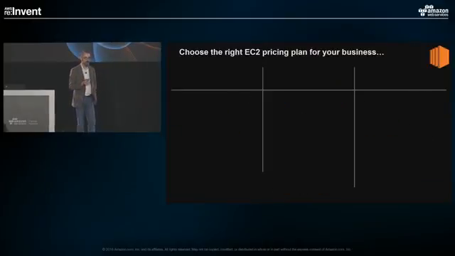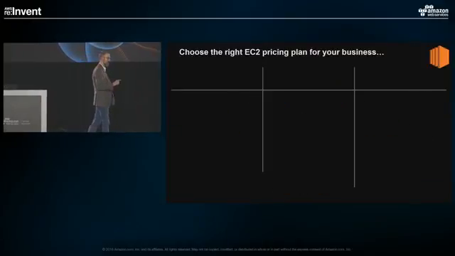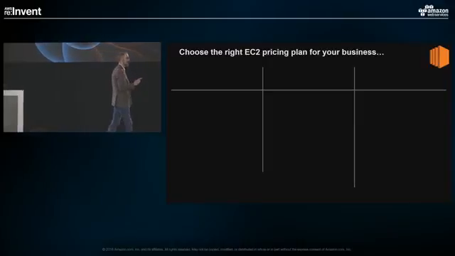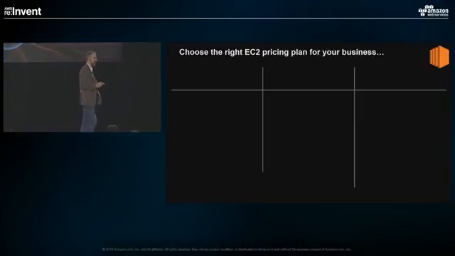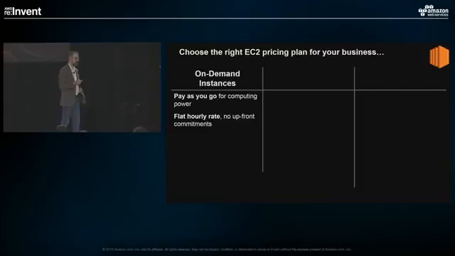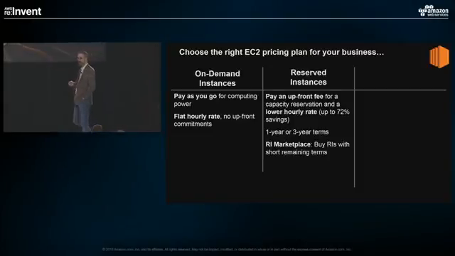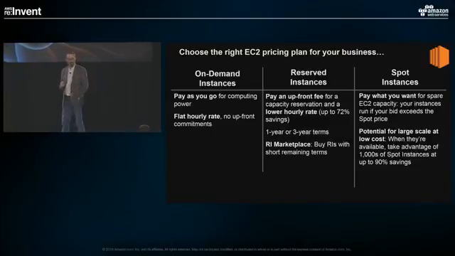So we talked about a number of things. Let's talk about the options that you have for purchasing EC2 instances. So we've got on-demand, pay-as-you-go. We've got reserved instances, so you commit and you get a lower price. And then we have spot instances.